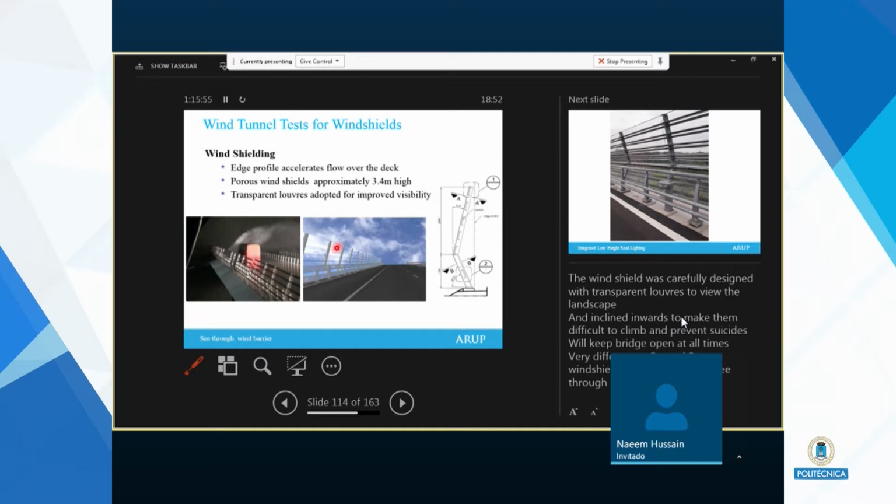We have put windshields, but these are windshields with very clear acrylic. There's nothing more exciting than going across a bridge and then looking at the countryside. So this is very deliberately done. Wind tunnel tests were done to make sure that double-decker buses do not fall over.